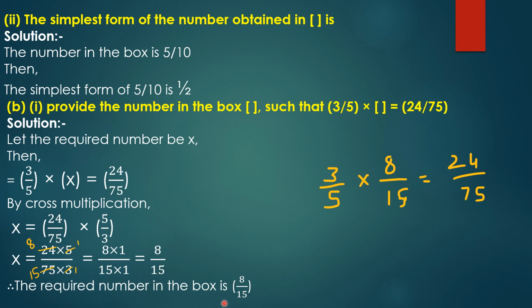Okay, now when we apply the value of x, 3 by 5 into 8 by 15, multiply the numerators and denominators. 8 threes are 24 and 5 fifteens are 75. So that is what they have given, 24 by 75. Therefore the value of the blank is nothing but 8 divided by 15.